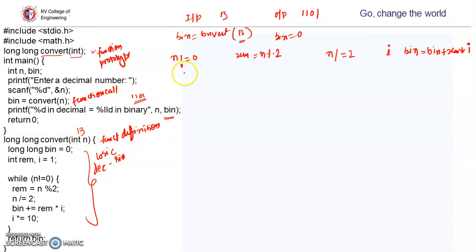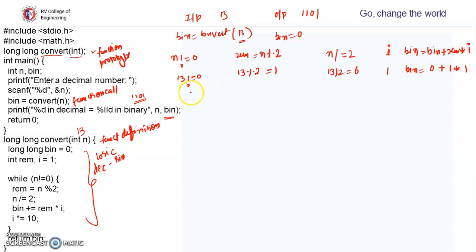Now here the input given is 13. So 13 is not equal to 0. Condition is true. Then 13 % 2, what remainder will we get? Remainder we will get 1. And then quotient, 13 / 2, we will get 6. And i value initially is 1. So bin value will be bin, and bin is initially 0. So it will be 0 plus remainder, which is 1, into 1. It will be 1 only. So this bin will be 1.